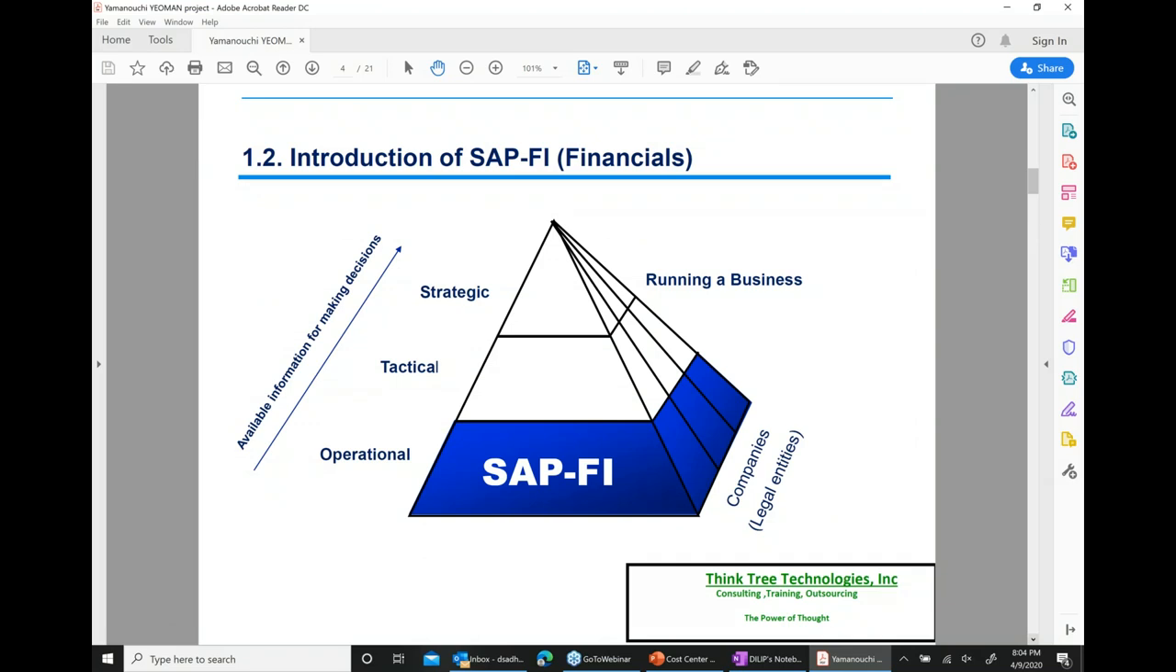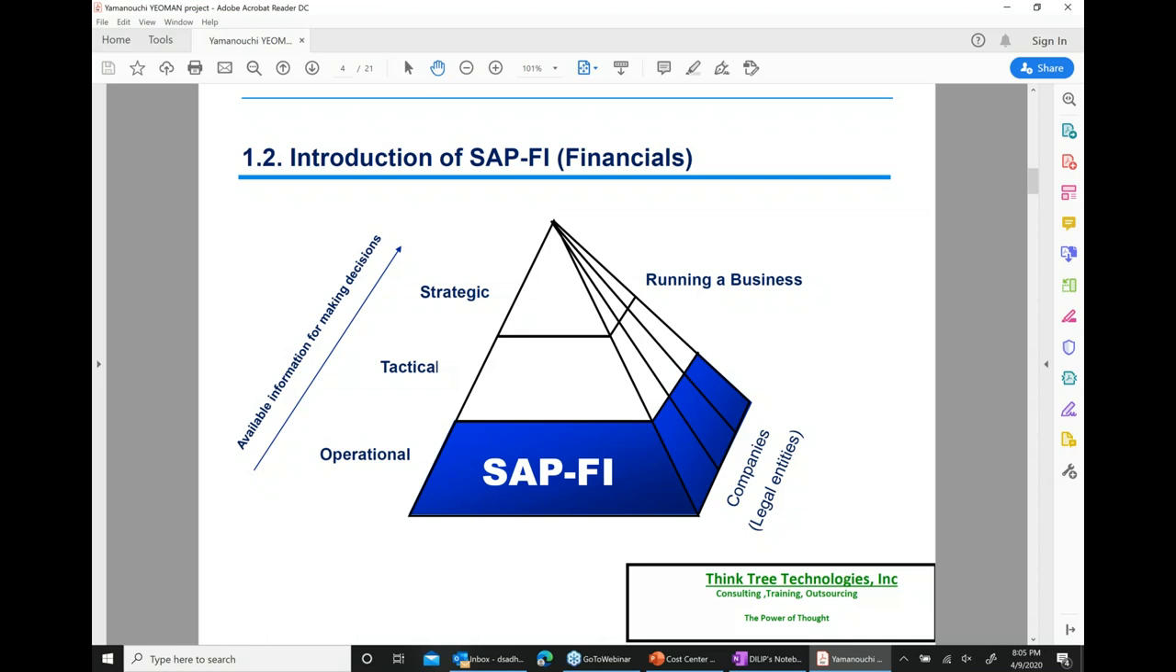So look at this pyramid. And let us understand what this pyramid, which you see on your screen, actually means. That pyramid basically defines the structure of FICO modules. So very much the structure of this pyramid will also describe the structure of the SAP FICO module. Obviously, at the top of this pyramid, we have strategic tasks, and at the bottom, we have operational tasks. In between, you have tactical tasks.